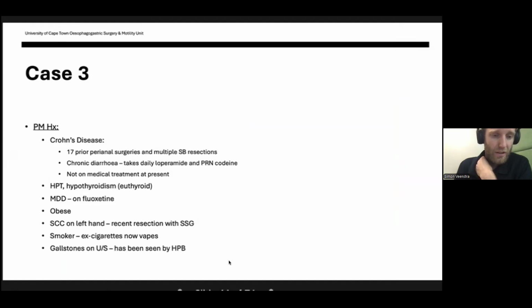She was obese. She'd had a recent squamous cell carcinoma on her left hand, which had required resection and a graft. And she was an ex-smoker, but was vaping. And gallstones were documented on her ultrasound, which was probably accounting for her right upper quadrant pain. And she was under the care of her HPB with regards to that.